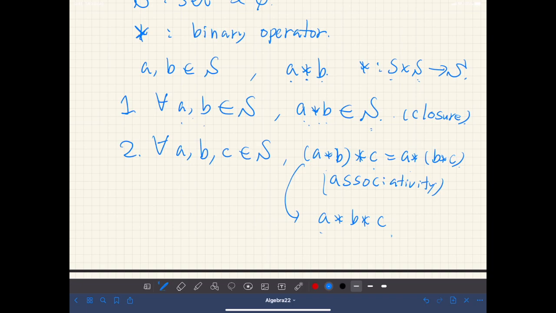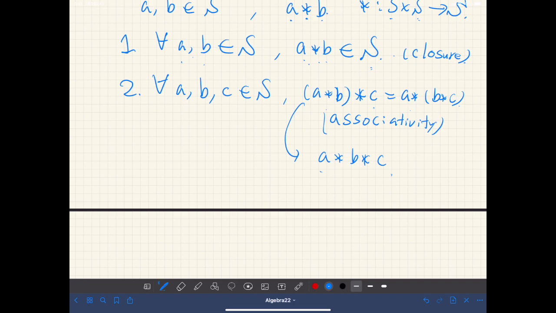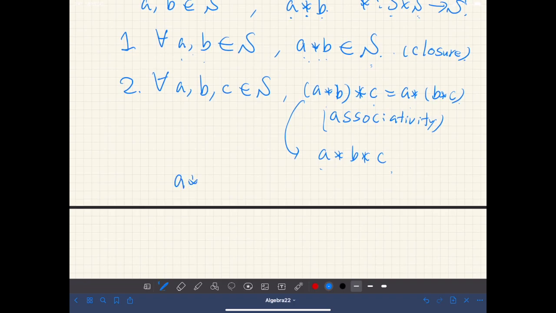And please note that we do not impose commutativity. So in general, a star b may not be equal to b star a. It may be equal, but it may not be equal. We just don't specify that condition. Let's see an example.